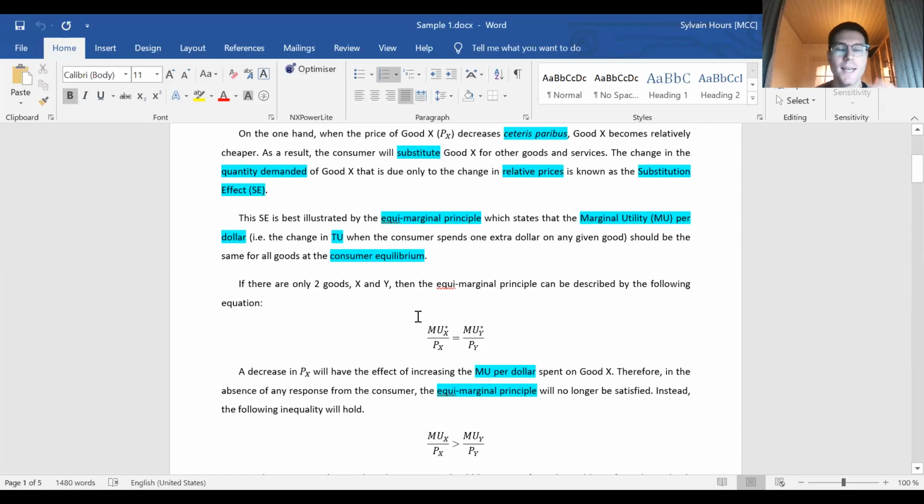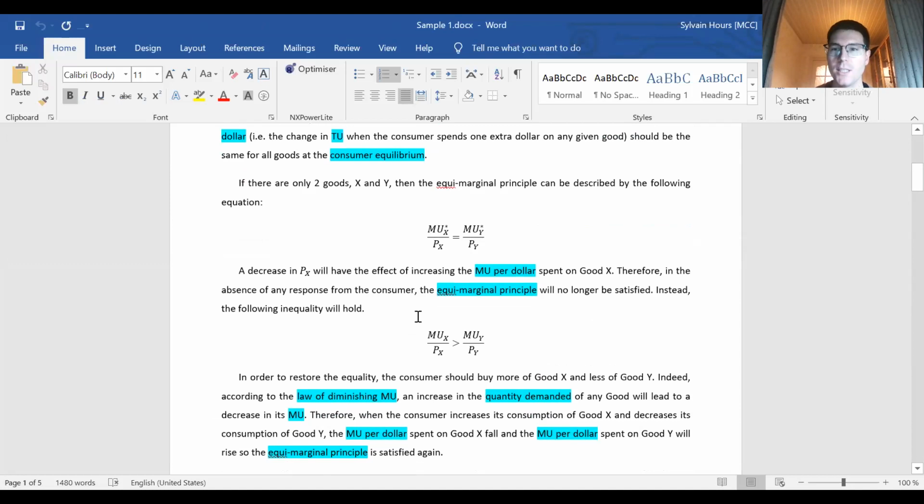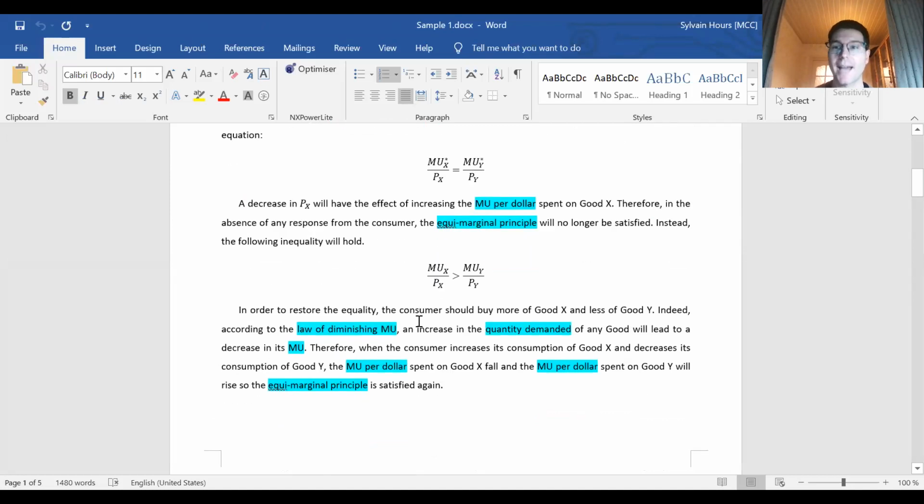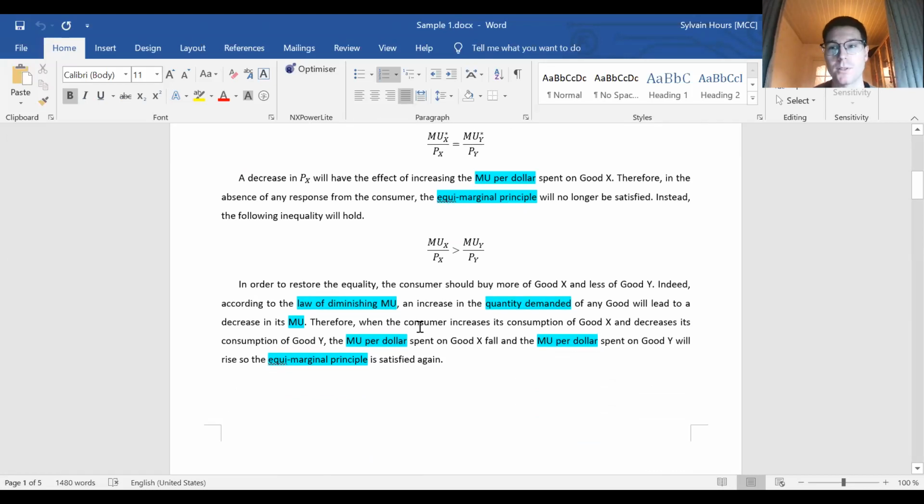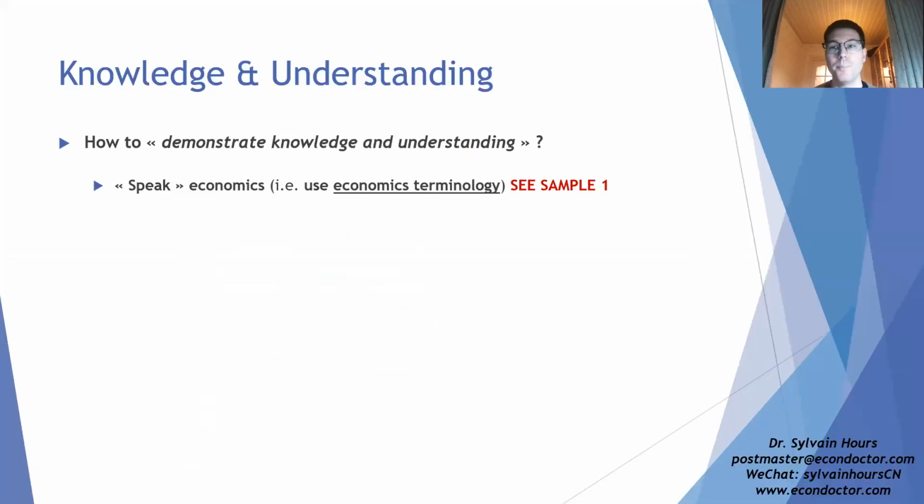And you see that as soon as I have the opportunity to use a key concept in my sentences, then I have to do it, simply to show the examiner that I am able to speak that language and to use it properly in the right context. So that is something that I feel is extremely important for the students. They should be able to speak economics. Second thing that should be used to demonstrate knowledge and understanding is obviously to define key concepts.